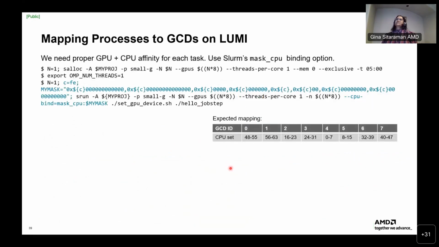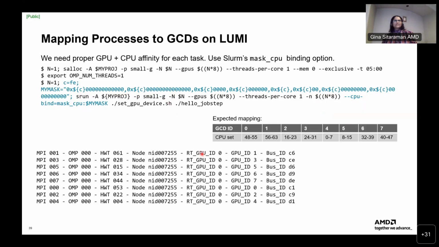So here we're going to try and fix that by using a Slurm binding option. We're going to use the mask CPU option. So that is what we see here. CPU bind, this is the additional option we're going to use, equals mask CPU and use a particular mask. The mask is something that's in hex. It's a little bit difficult to read, but we have a way to figure this mask out. And I'm not sure if we have other better ways of doing this now. I'll have to investigate that.